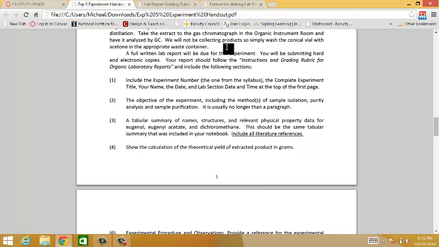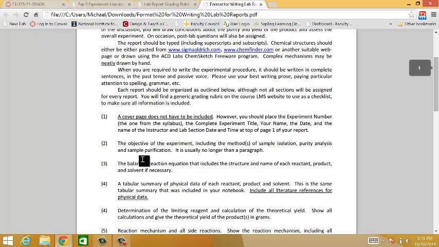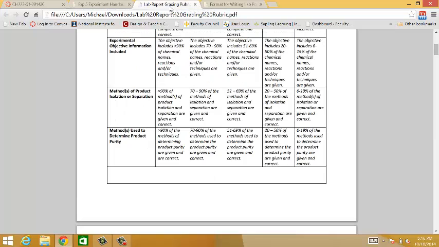So actually I could go to the format for writing the lab report and see what it says, but it just says a balanced reaction equation. We don't use that in this case. A tabular summary of data, well, that's what we're using. Actually, I just cut and pasted this and put it into the handout to tell you what to include. So let's go to the rubric and see what a tabular summary of data includes.